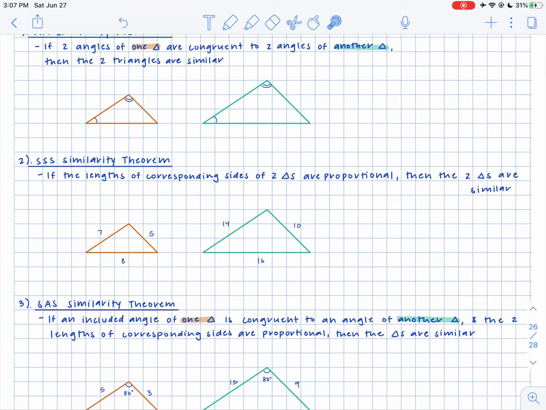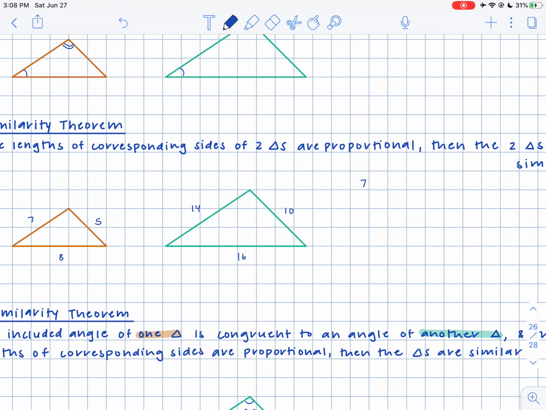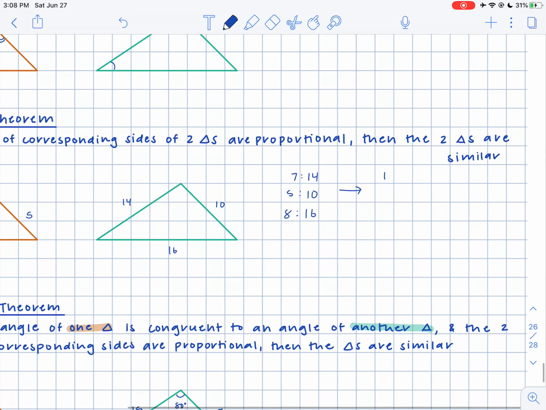Next theorem, side-side-side similarity. This states that if the lengths of corresponding sides of two triangles are proportional, right? So if we see that the lengths of corresponding sides for two triangles are proportional, then the two triangles are similar. Remember, what does it mean to be proportional? Their ratios have to be the same. So we see 7 corresponds to 14, 5 corresponds to 10, 8 corresponds to 16, and if we simplify all of these, we actually get 1:2 ratios.